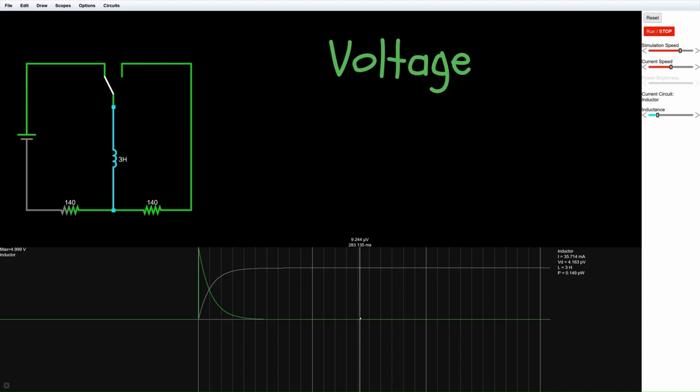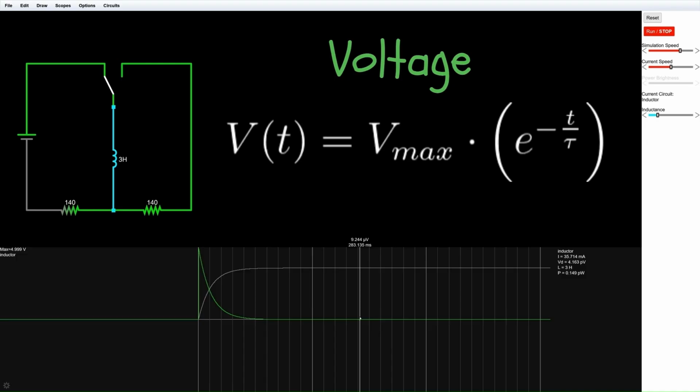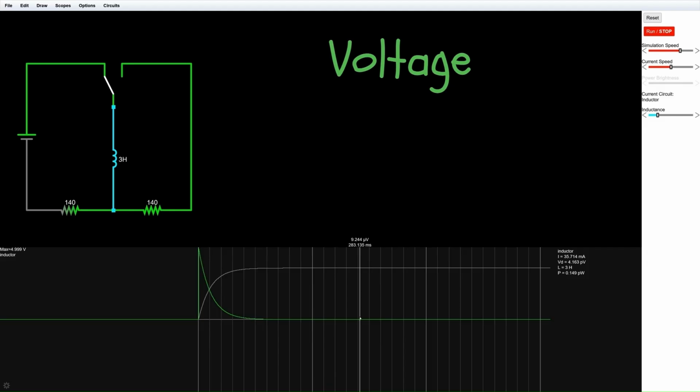The voltage across the inductor in a series RL circuit during charging can be calculated using the formula. V of t equals V multiplied by e to the power of negative t divided by tau. Here, you already know that V is the supply voltage applied to the RL circuit, t is the time elapsed, and tau is the time constant. At the moment the circuit is connected, the inductor initially takes the full supply voltage, and as time increases, the inductor voltage decreases exponentially toward zero.